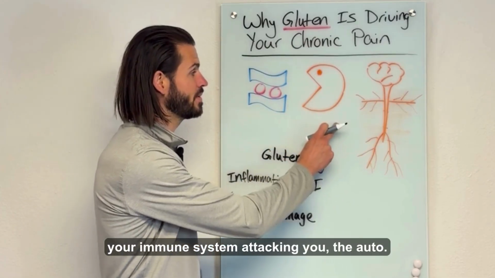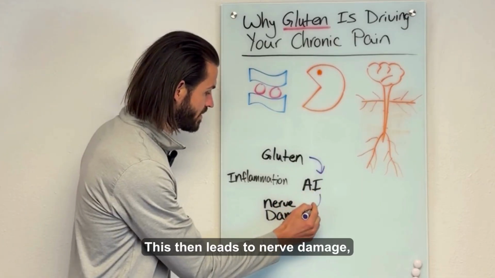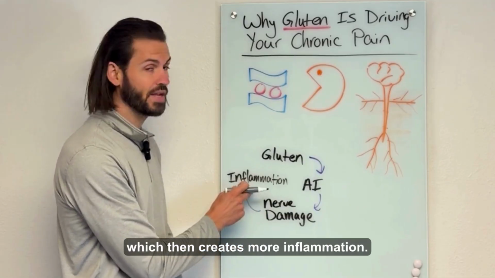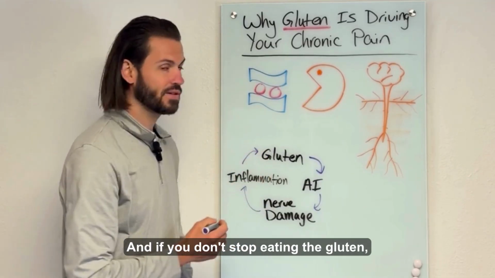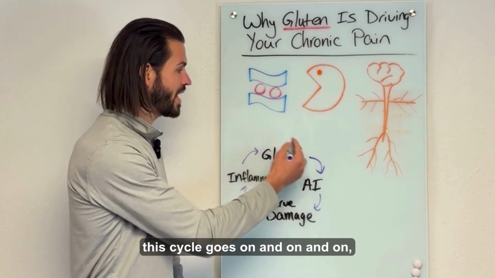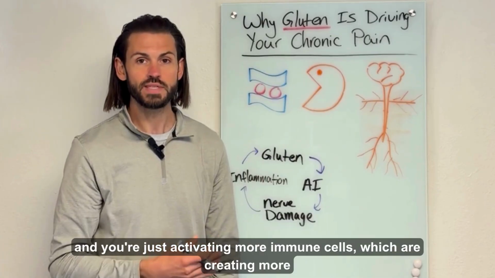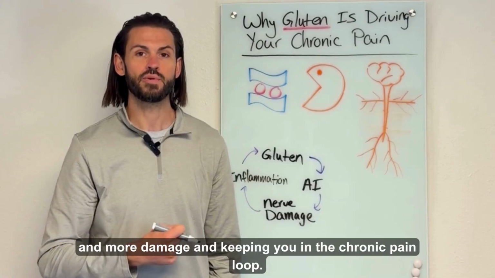Your immune system attacking you, the auto. This then leads to nerve damage, which then creates more inflammation. And if you don't stop eating the gluten, this cycle goes on and on and on, and you're just activating more immune cells, which are creating more and more damage and keeping you in the chronic pain loop.